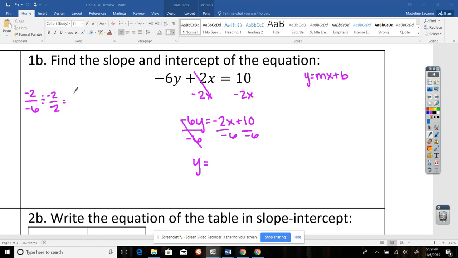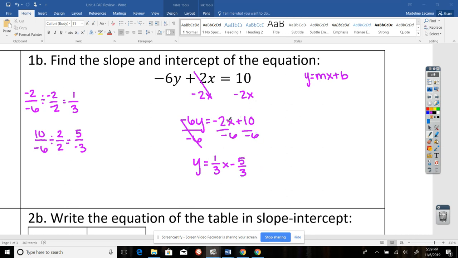Negative 2 divided by negative 2 is a positive 1. Negative 6 divided by negative 2 is a positive 3. So then negative 2 divided by negative 6 simplifies to 1/3. So y equals 1/3 x. Now we have 10 over negative 6. Both of those can be divided by a 2, so divide by 2 on top and bottom. So 10 divided by 2 would give me a 5. Negative 6 divided by 2 is a negative 3. So our intercept here is minus 5/3.